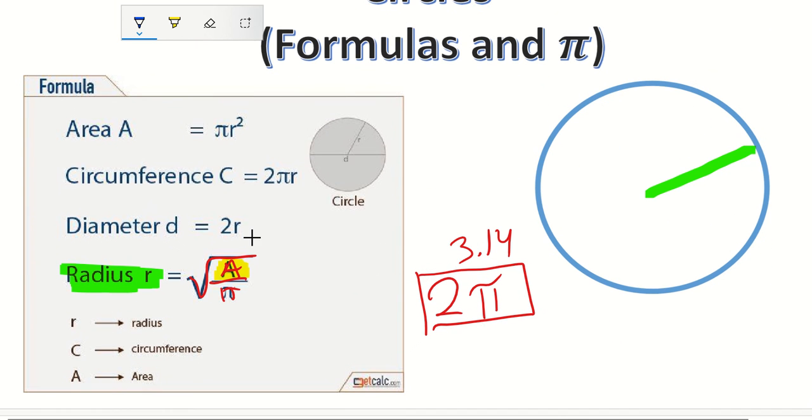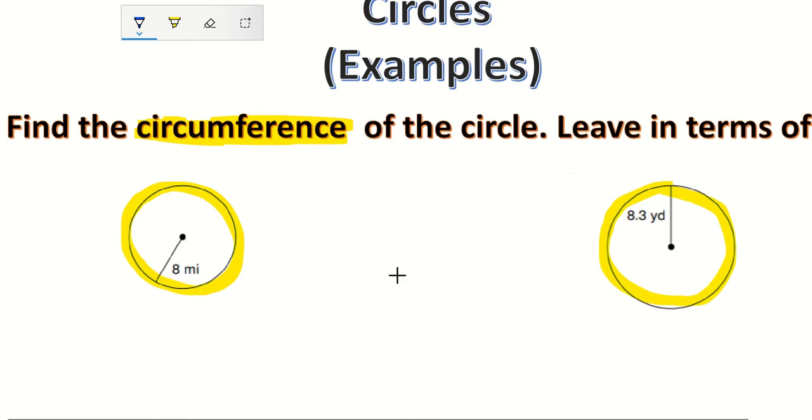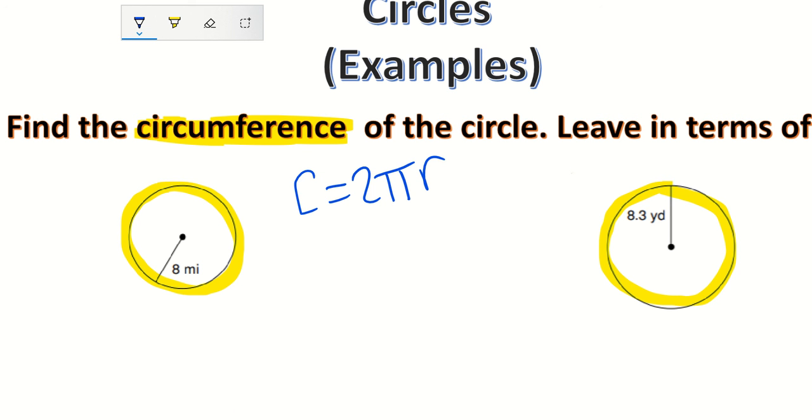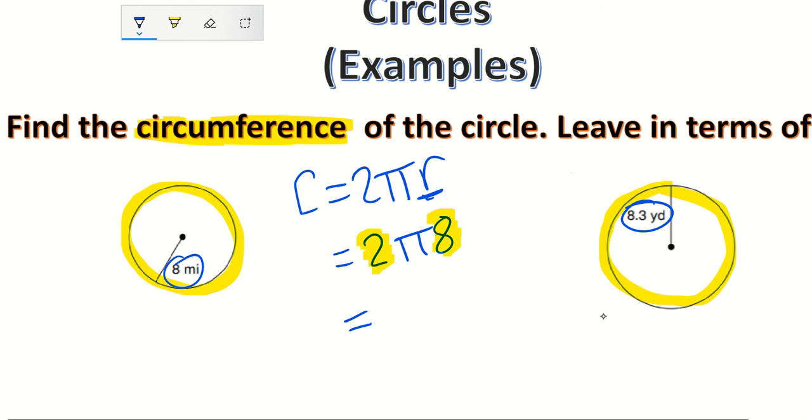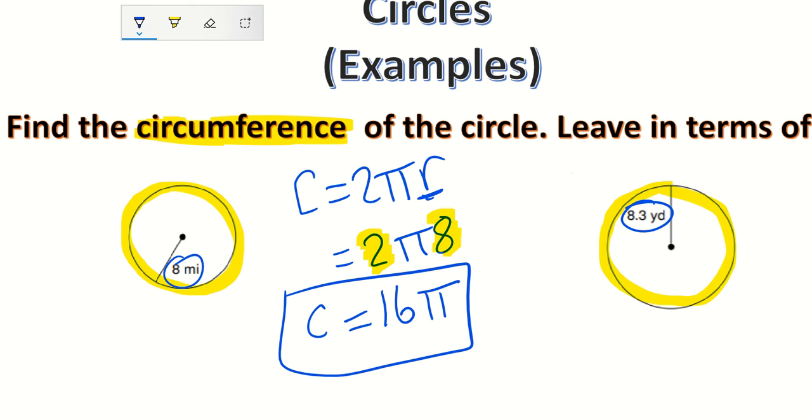And the formula says to find the circumference, it's going to be 2 pi r. So first of all, we need to have the radius. Circumference is 2 pi r. It's 2 times pi times r. And the only number that I really need is the radius, which both are given. We have 8 and we have 8.3. So let me go ahead and do 2 pi. Instead of r, I'm going to plug in 8. And of course, remember, we're not messing with pi, so I'm only going to multiply the 2 and the 8. So 2 times 8 is 16. And of course, we're going to leave pi right there. That would be our answer.